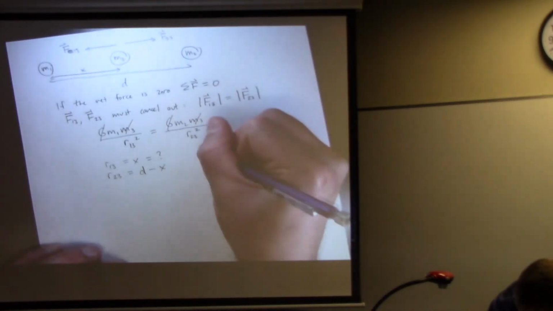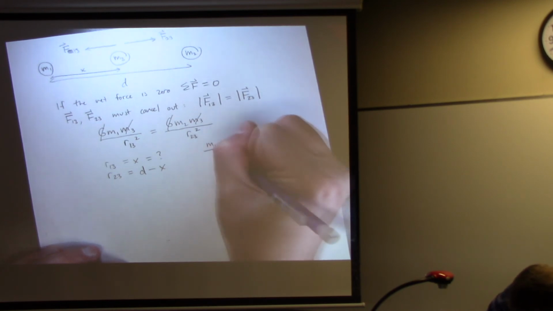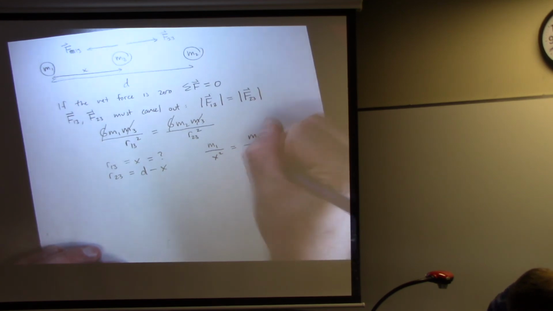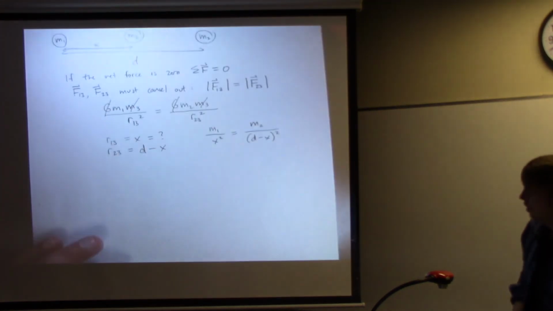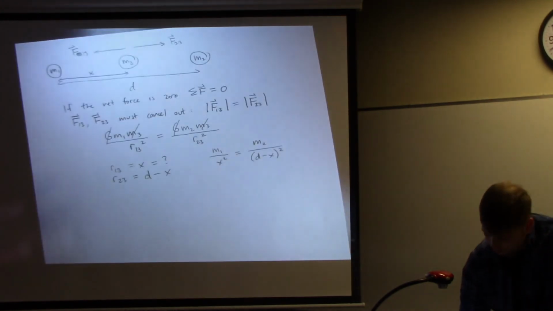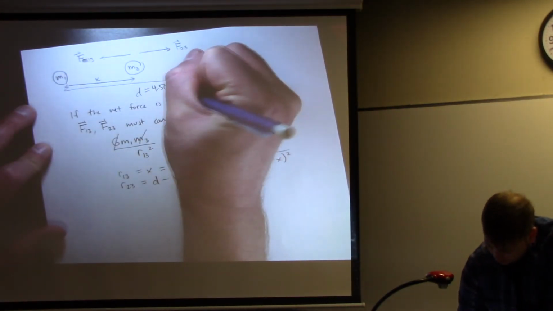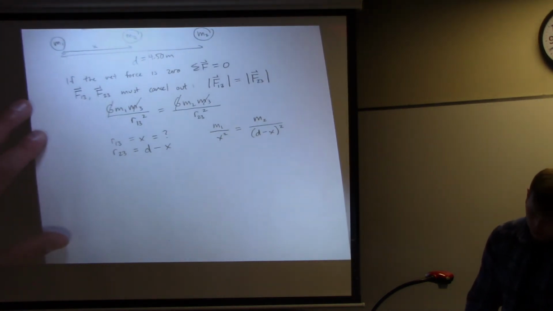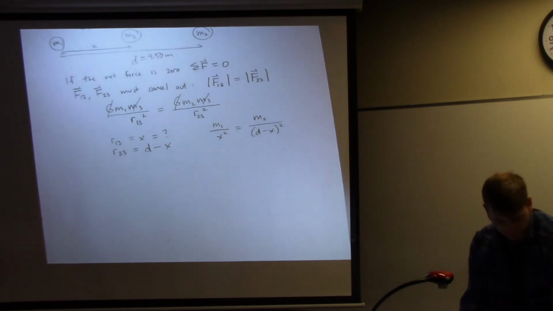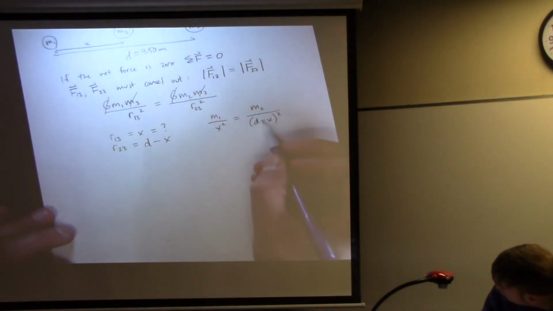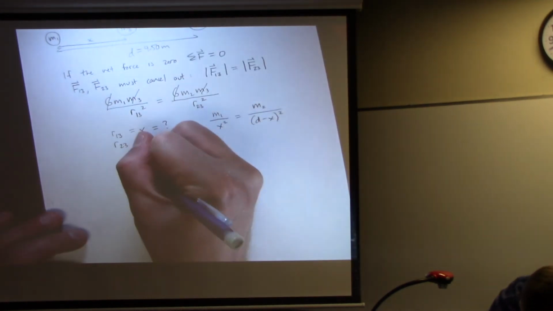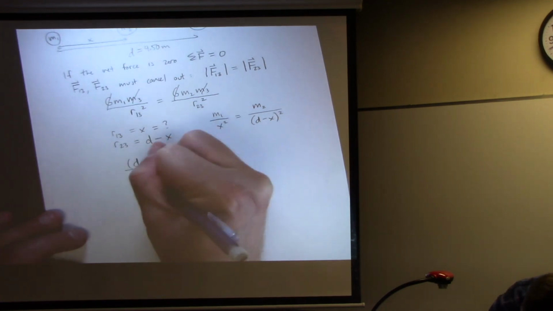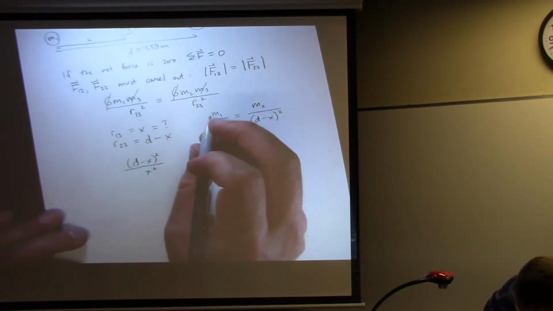All right, so what we're left with is m1 divided by x squared equals m2 divided by d minus x squared. And here's the thing. We know the distance d, that was 4.5 meters. We know the masses m1 and m2, so we can solve for x. So here's how I'm going to go about solving for x. First, I'm going to multiply through by d minus x squared on both sides. And then I'm going to divide by m1 on both sides.